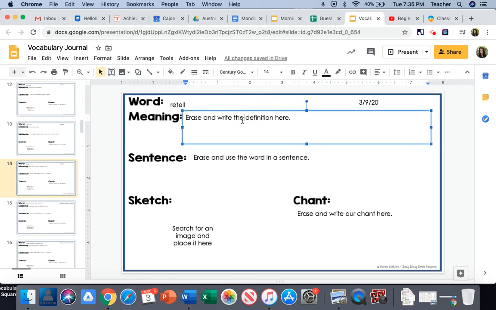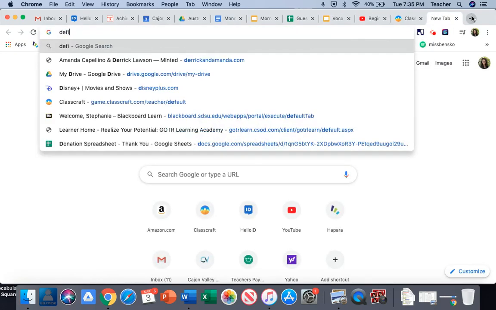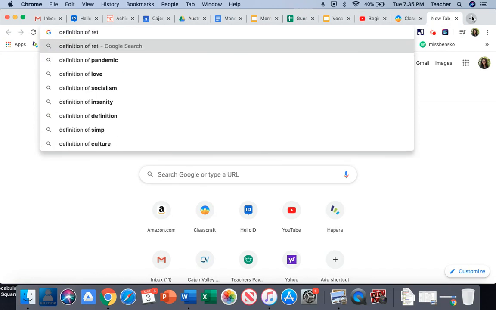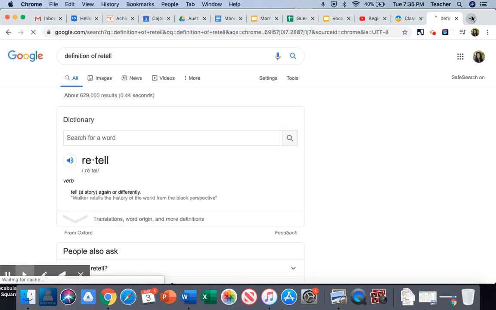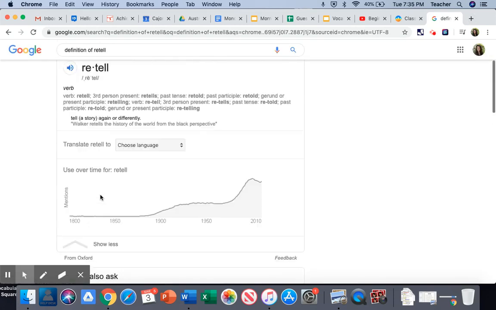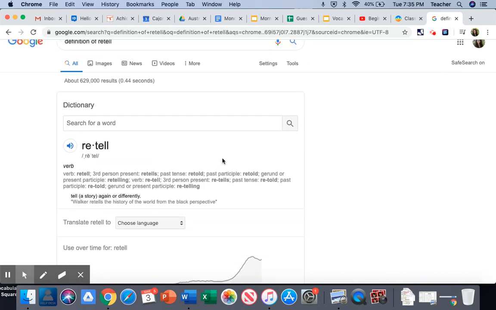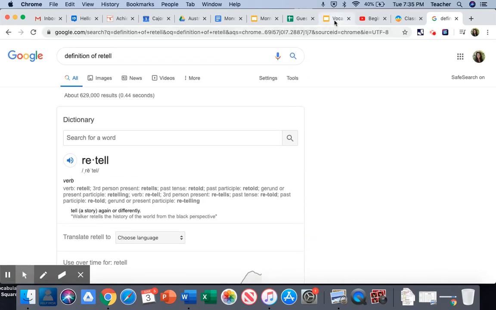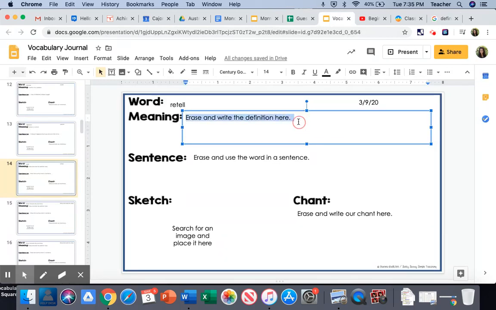Now, obviously, the definition is up on the focus wall, so if you would like to copy that definition, you're welcome to. But let's see what else the definition could be. Definition of retell. Tell a story again or differently. I think that seems really good. Retell. Tell a story again. I think that goes really well. Or you can write what it says on the board. I'm going to write tell a story again in a different way, because usually when you retell the story, it's like a summary.